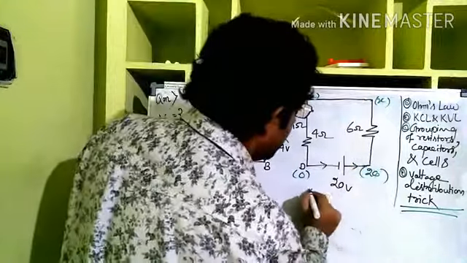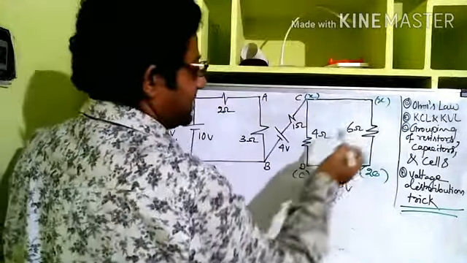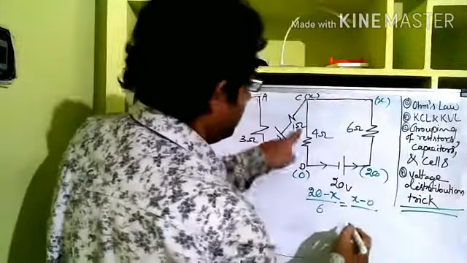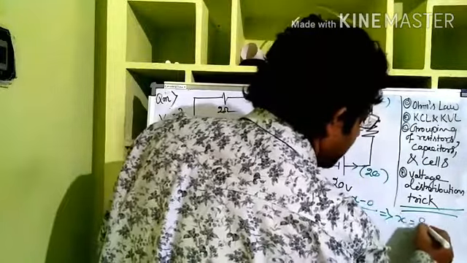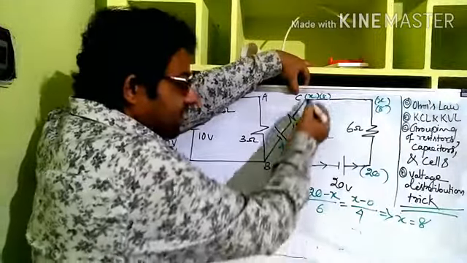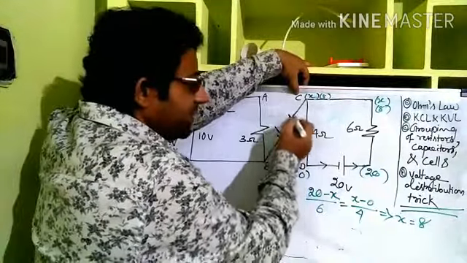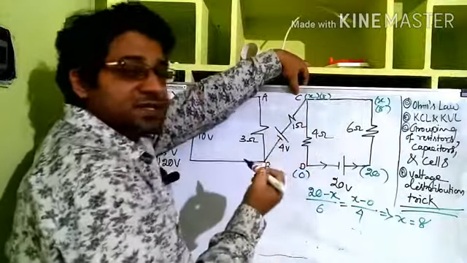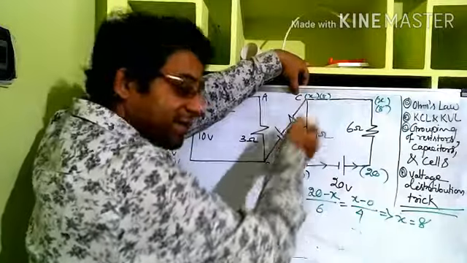So what we can put: (20 minus x) by 6 is equal to (x minus 0) by 4. So we got directly x is equal to 8. Now if this is 8 volt, see between BC no current is flowing, right? If no current is flowing, this 1 ohm is there or not there, it doesn't matter. When current flows, then only there is a potential drop. So here 1 ohm is there, but since current is not flowing, it is acting like one wire only.